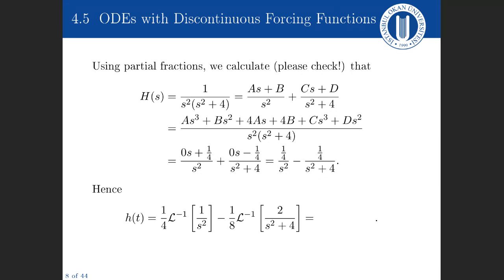Inverse Laplace transform 1 over s squared, we know this. I don't want 1 over s squared plus 4, I want 2 over s squared plus 4 because this appears on my table of elementary Laplace transforms. So I'm going to take 1 over 8 outside and leave the 2 inside. We have minus 1 over 8, inverse Laplace transform 2 over s squared plus 4. And we know how to do these. The first one is just t, and the second one is sine 2t. So now we know small h.